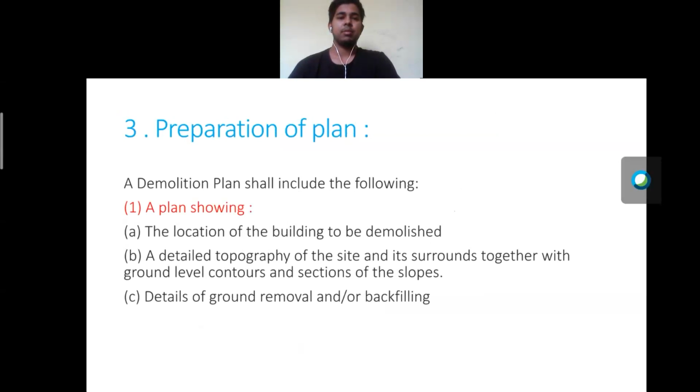And the third one is the preparation of the plan. The demolition plan shall include the following. First of all is the plan showing the location of the building to be demolished, the detailed topography of the site and its surroundings together with the ground level contours and the sections of the slope. And the third is the detail of the ground removal or backfilling. Next.